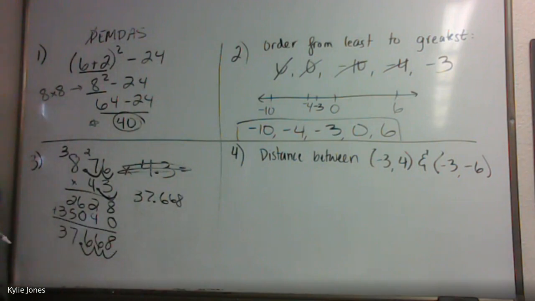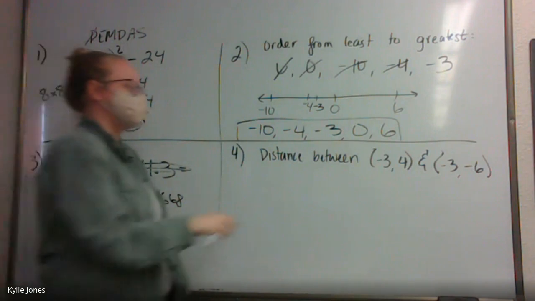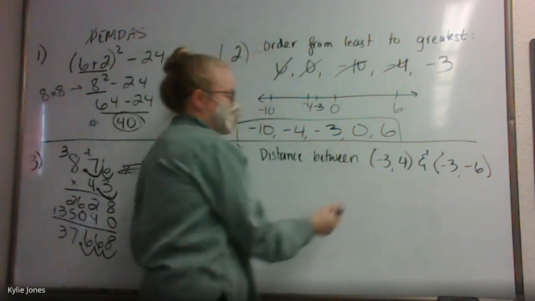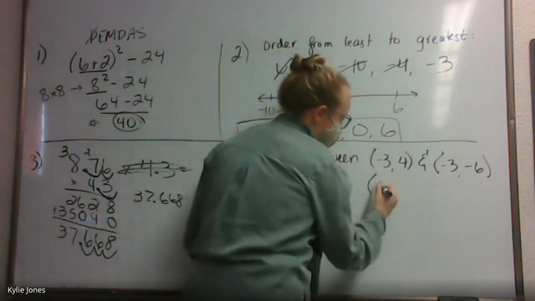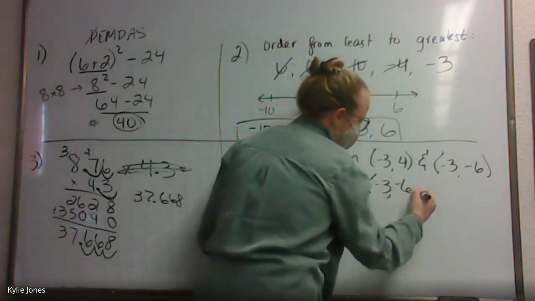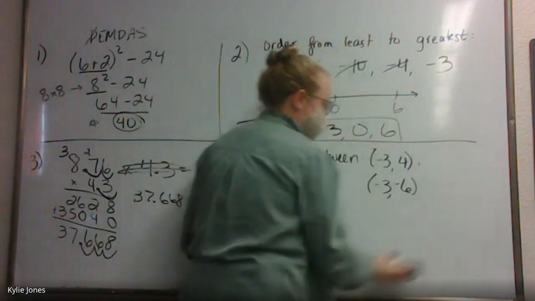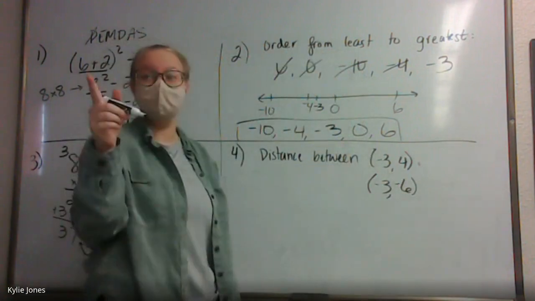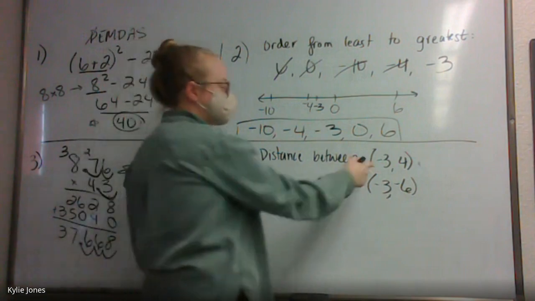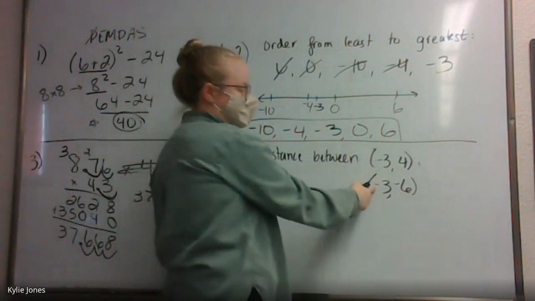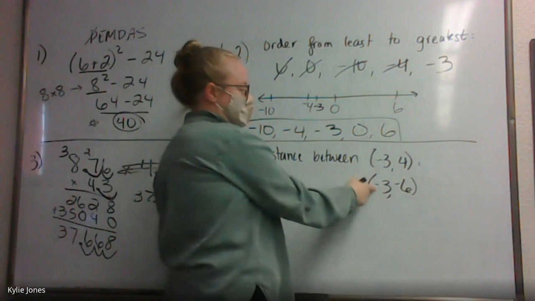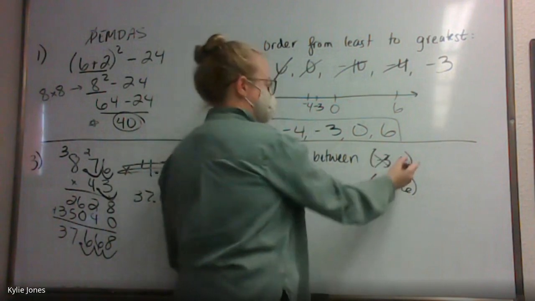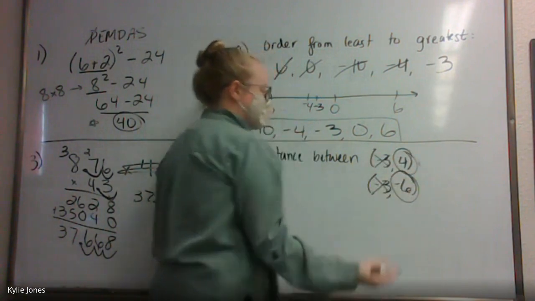Okay? And number 4 there is what we did last week, where we found the distance between two ordered pairs. When you are looking at your ordered pairs, -3, 4, and -3, -6, what do I look for here? Yeah, the ones that are the same, right? So the ones that are the same are the -3s. What do I do with these? Cross them out. We don't need to use them because we need to use the ones that are different.